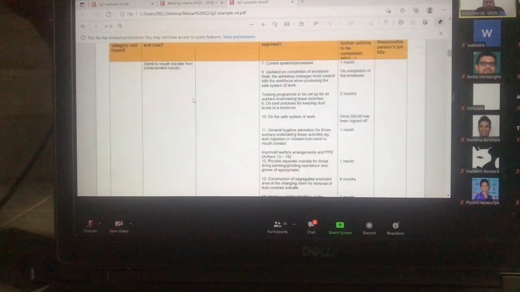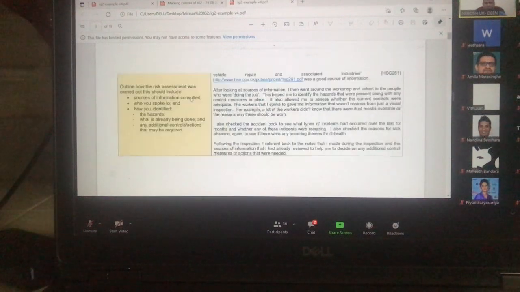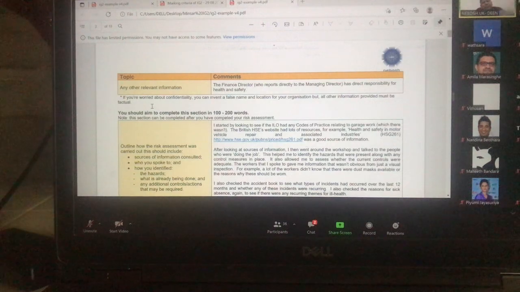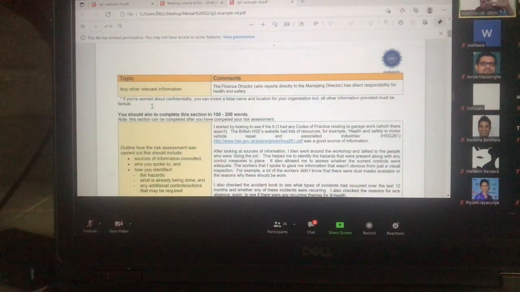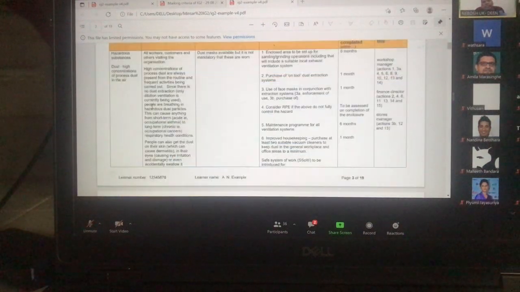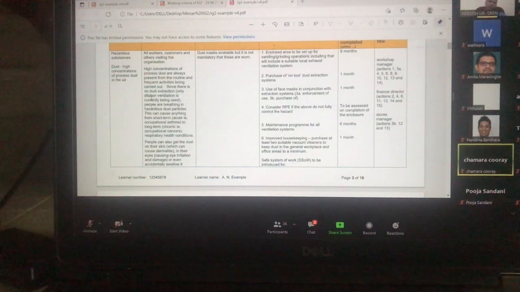And 10 hazards. You have to write them under the hazard categories. You have to write 10 hazards. 5 minimum hazard categories, and you have to write 10 hazards. Okay. Right. So hazardous substances is a hazard category. Hazard is dust. What is the next point?